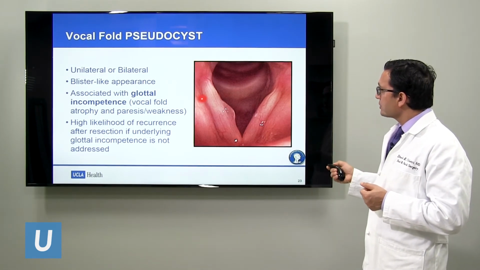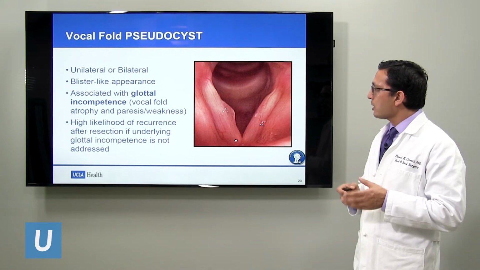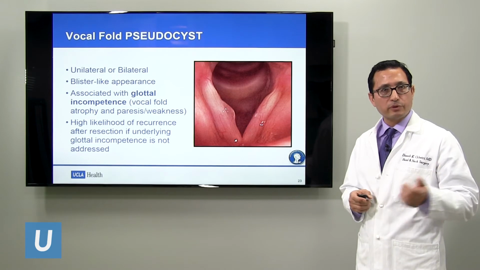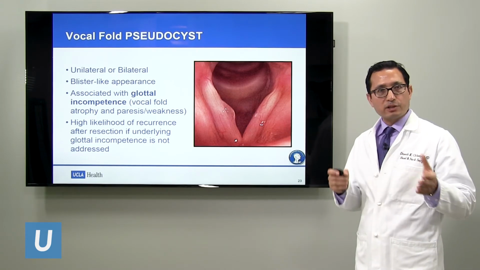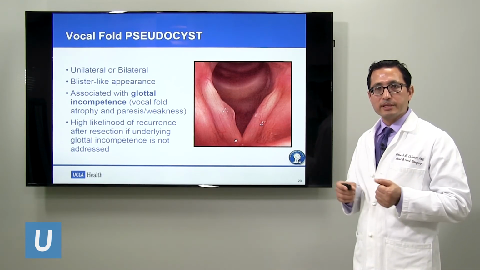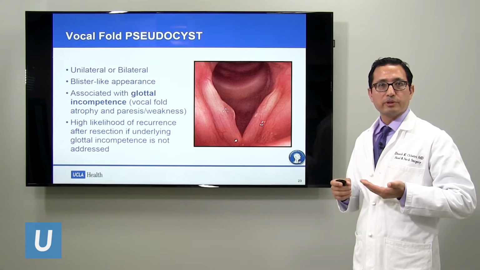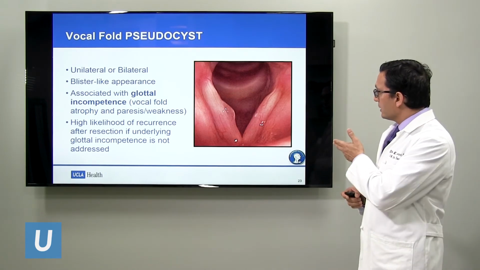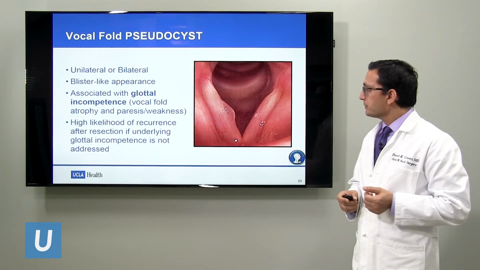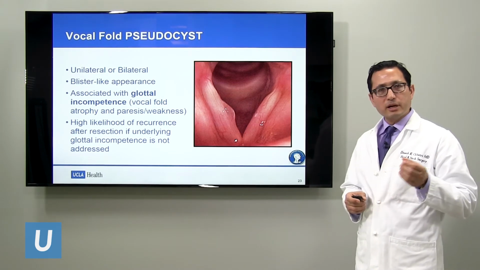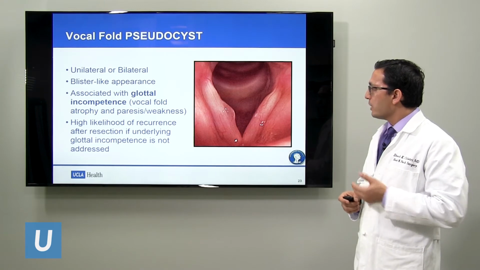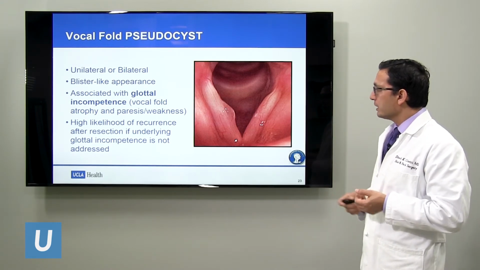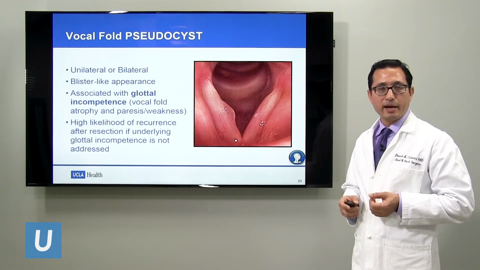This type of lesion is typically associated with glottal incompetence, and that means that somehow there is either a weakness of the vocal fold, or there is atrophy of the vocal fold, and there is an increased amount of effort being made to produce the sound. And a lesion like this will appear. And because of that etiology, there's also a high likelihood of recurrence after resection of this type of lesion if the underlying glottal incompetence has not been treated.